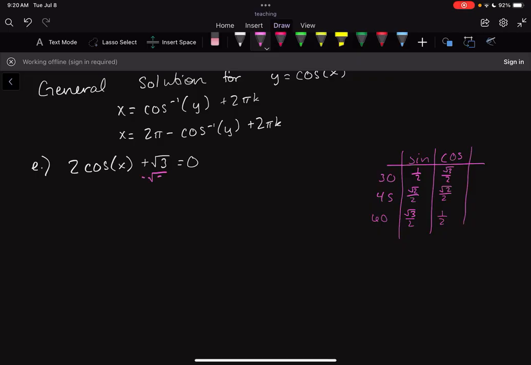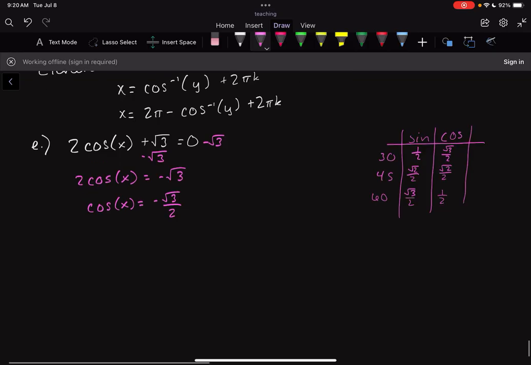So I can subtract square root of 3 from both sides. That gives me 2 cosine x equals negative square root of 3. Then I can divide by 2, so I get cosine x equals negative square root of 3 over 2. Now, I would want to look at my table. So cosine is square root of 3 over 2 at 30 degrees. The issue here is this negative.